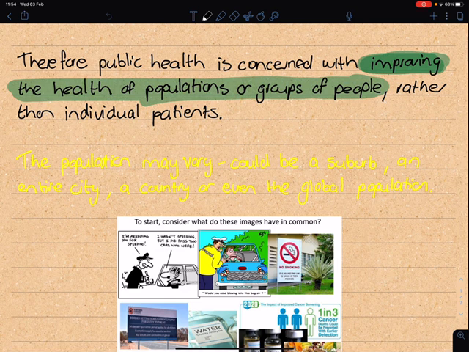So the population size can be anything. It can be groups of people, governments, entire countries, even the whole world or the whole globe.